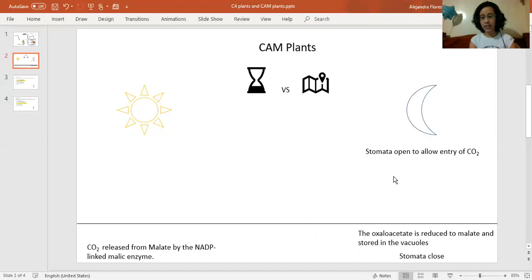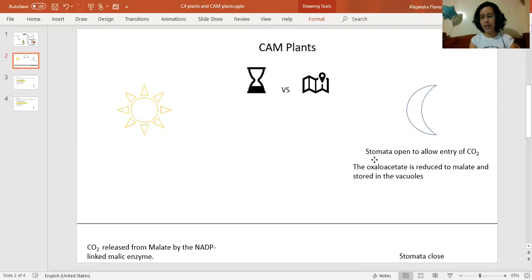And the CO2 is gonna be fixated into oxaloacetate as in the C4 plants. And furthermore, it's gonna be reduced to malate and stored in the vacuoles. That's what's going to happen in the night. Now, we look at the remaining parts. So once it's daylight, the stomata will close, and this is gonna prevent the loss of water.